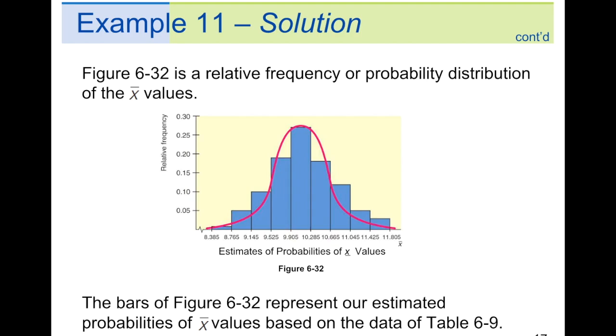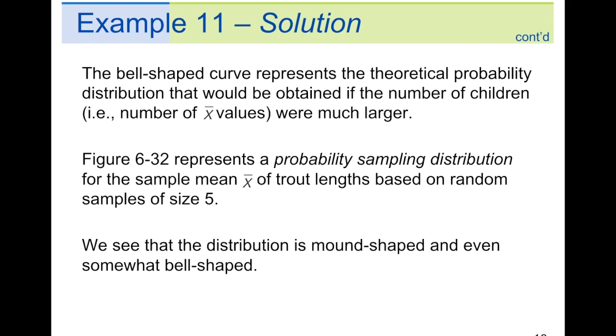So here is a relative frequency or probability distribution of the x-bar values. Looking pretty normal. It starts out low, gets big in the middle, and then back down. The bars represent our estimated probabilities of x-bar values based on the data of table 6.9. That was the really big one. The bell-shaped curve represents the theoretical probability distribution that would be obtained if the number of children, i.e. the number of x-bar values, were much larger.